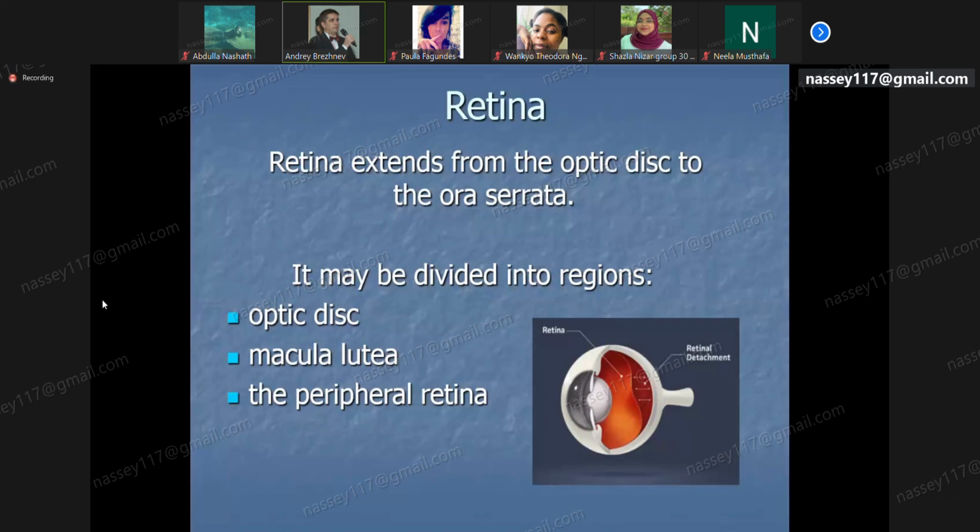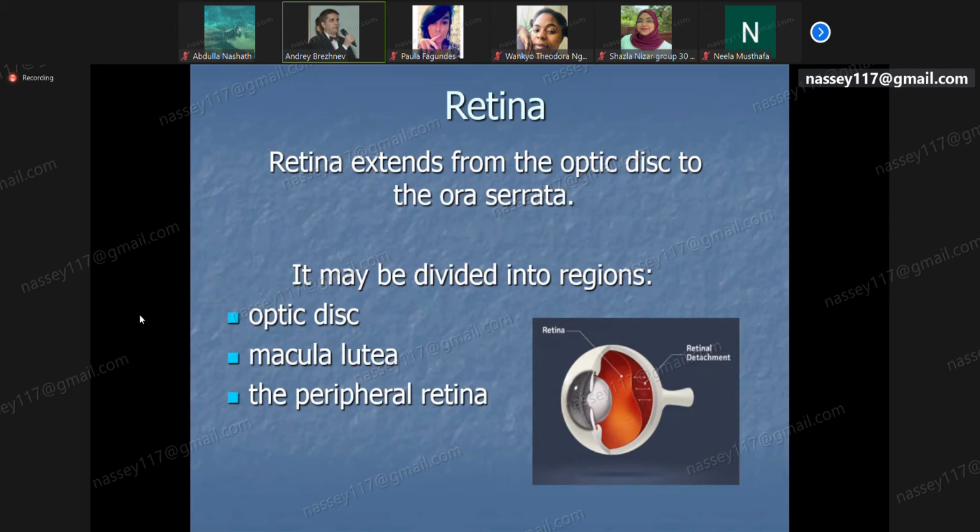In the so-called neural retina, with a potential space between the two layers. The retina extends from the optic disc to the so-called ora serrata. Grossly, it may be divided into the following regions, which we can see during ophthalmoscopy, during the special examination of the fundus of the eye.